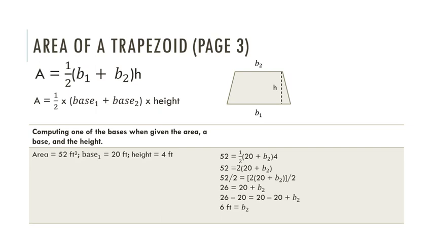So 1/2 times 4 will give me 2, and now I have 52 equals 2 times the quantity of 20 plus base 2. Now, what I'm doing here is I'm dividing both sides by 2 because I want to make this as simple as I can. Right now it's still a little complicated, and if I divide both sides by 2, I'm left with 26 equals 20 plus base 2. Notice I dropped the parentheses here.